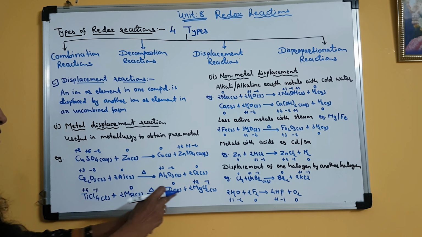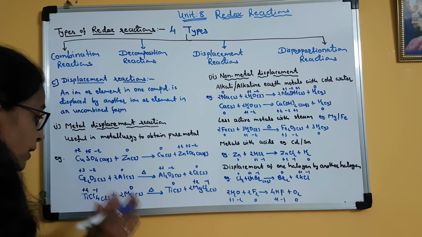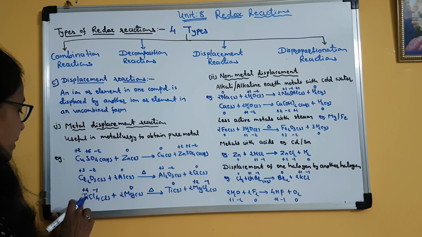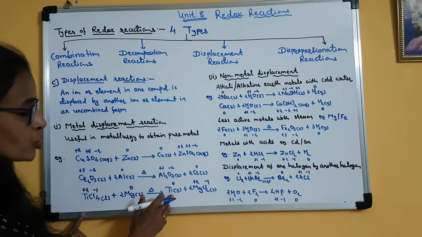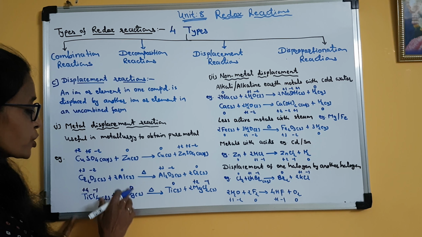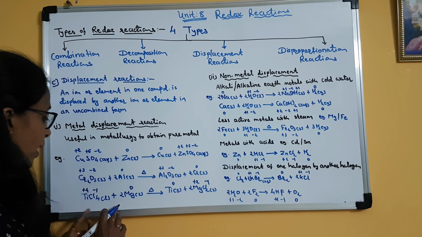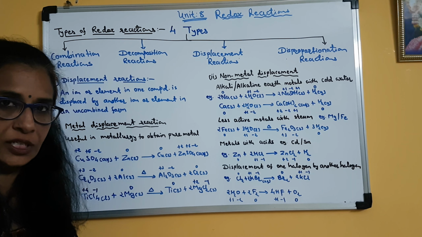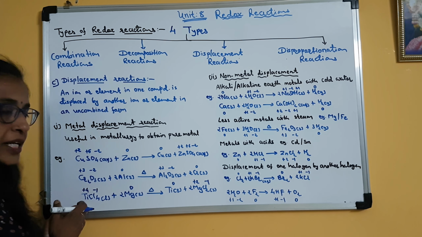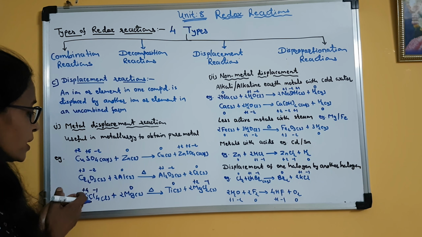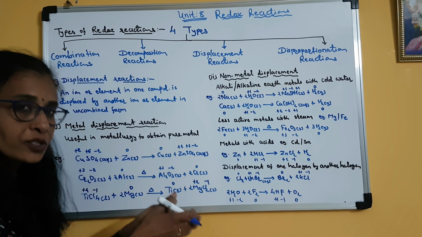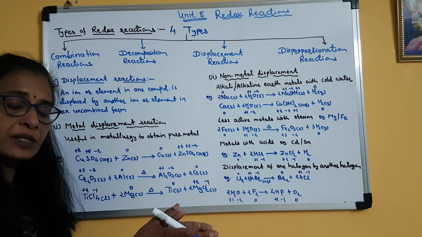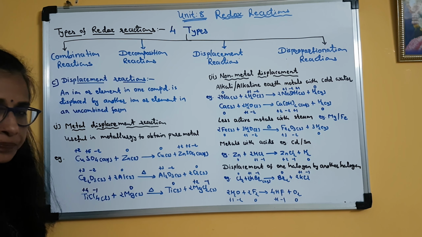So chloride is not undergoing any reaction. Its oxidation state remains same. Clear? Titanium from +4 to 0 and magnesium from 0 to +2. So magnesium is undergoing oxidation. So magnesium is a reducing agent. Clear? It reduces titanium. So titanium here is undergoing reduction. So it is oxidizing agent. So titanium oxidizes magnesium and magnesium reduces titanium.